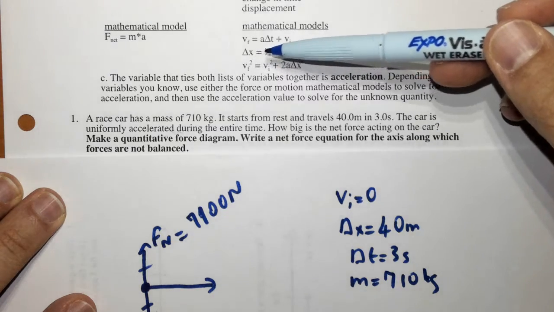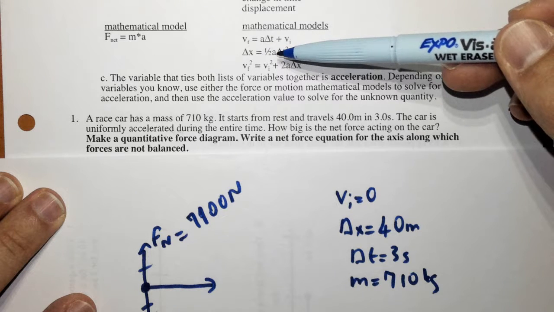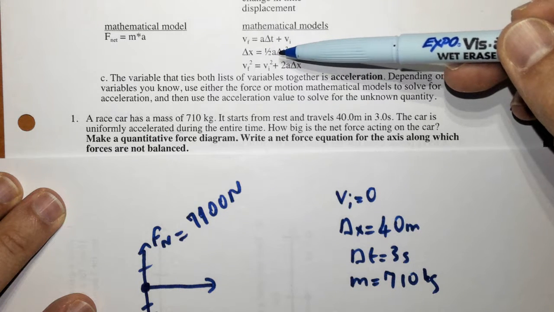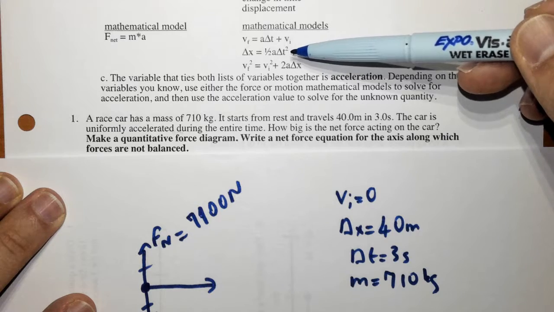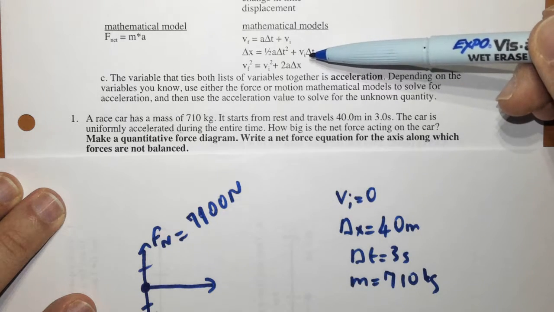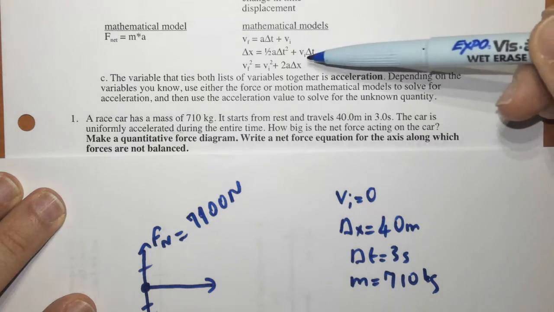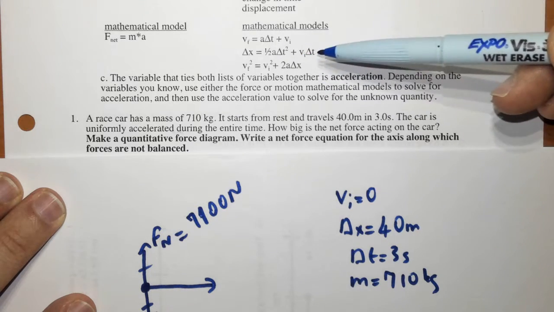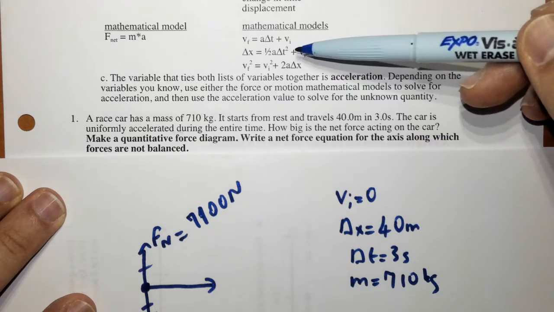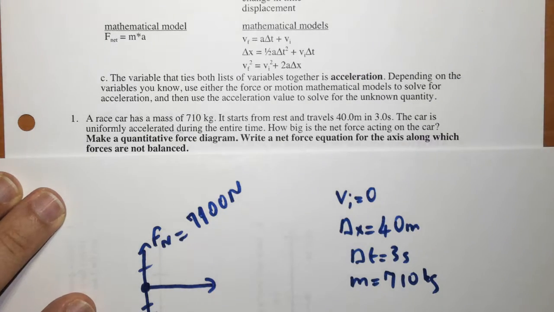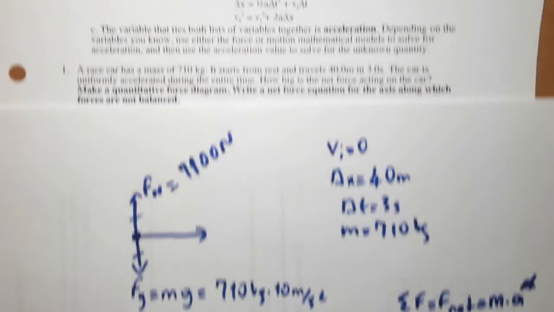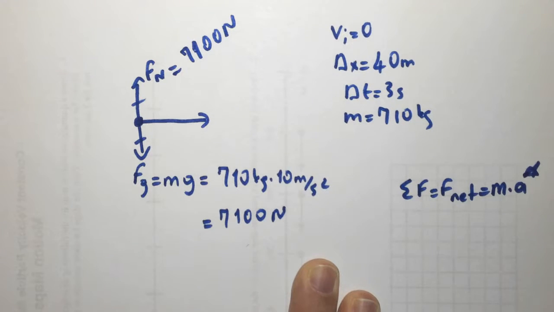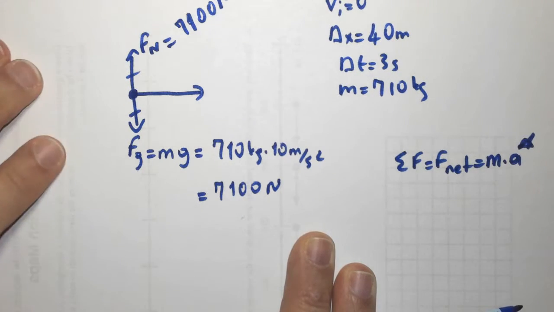Delta X, do you know? Yes. Acceleration, do you know? No, that's what I am trying to find. Delta T, yes, I know. Initial velocity, yes, I know. I know delta T, but this part will be 0. So we decide that we need to use the second equation. In order to show my work, I'm going to write it down.